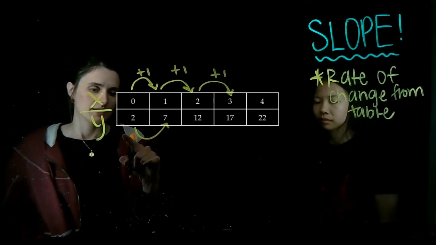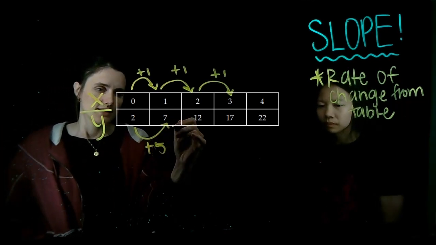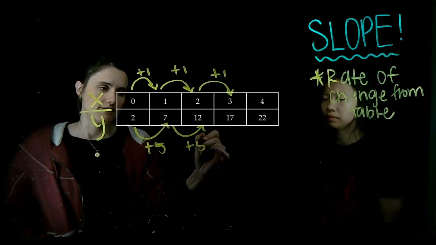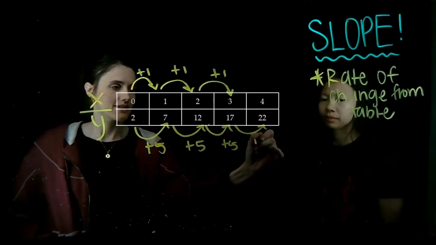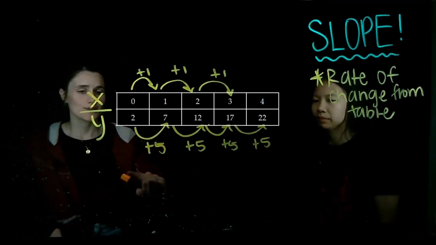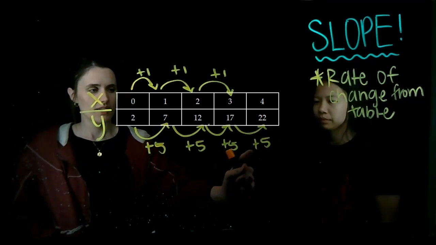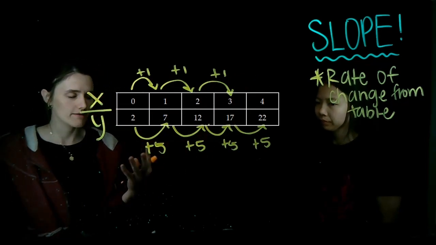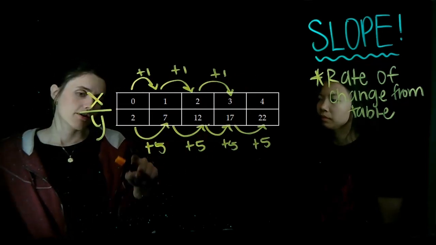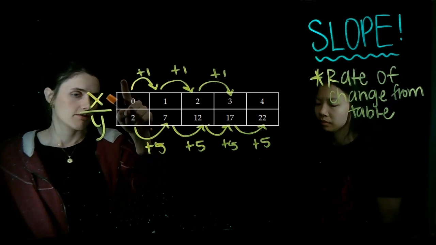2 to 7, to get from 2 to 7, we have to add 5. To get from 7 to 12, we also have to add 5. And then 12 to 17 is 5, and 17 to 22 is 5. So as we can see, our y values are changing by 5 every time, and our x values are changing by 1. So when we write the slope, or the rate of change, we are going to write it as however y changes over however x changes.